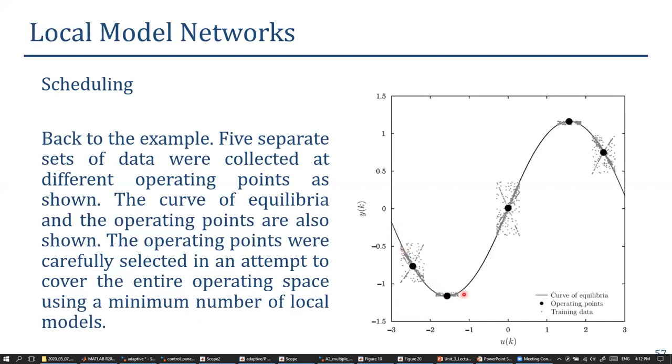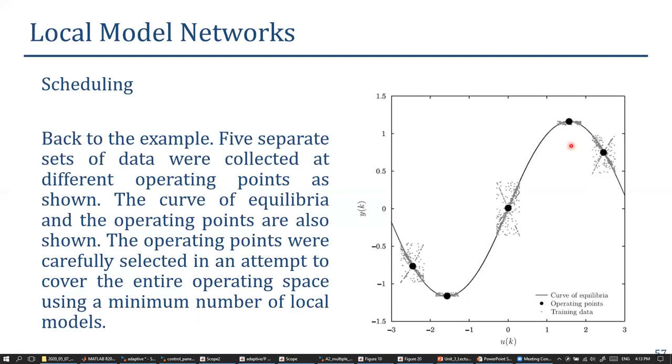This curve here is the so-called equilibrium curve, so when the system gets into the steady state. And here we have a kind of dynamic around it. Then we see that if you place this local model here, the slope of the curve of equilibria is similar here as in here. So it wouldn't really make sense to place another local model here and another local model here. It wouldn't make much of a benefit. You can do that, it's not a problem, but you wouldn't gain much.